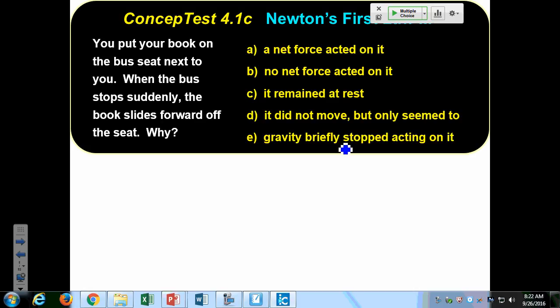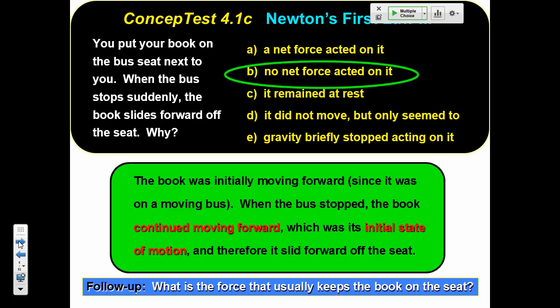But here, no net force acted upon it, because the object is moving at a constant velocity on the bus, and then the bus stops, but the book just keeps on moving. It needs a force to act upon it to keep it on the seat, to make it stop moving as well. All right? If it was to stop, what would be the force that would keep it on the seat? A frictional force. Like if it's sticky enough between the seat and the book, or maybe you'll put your hand down and stop the book. In order for it to stay on the seat, it has to have a force act upon it.